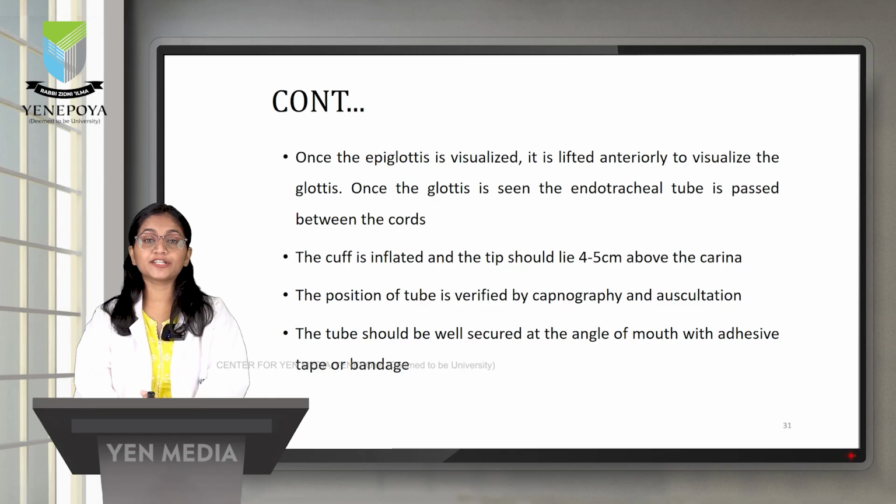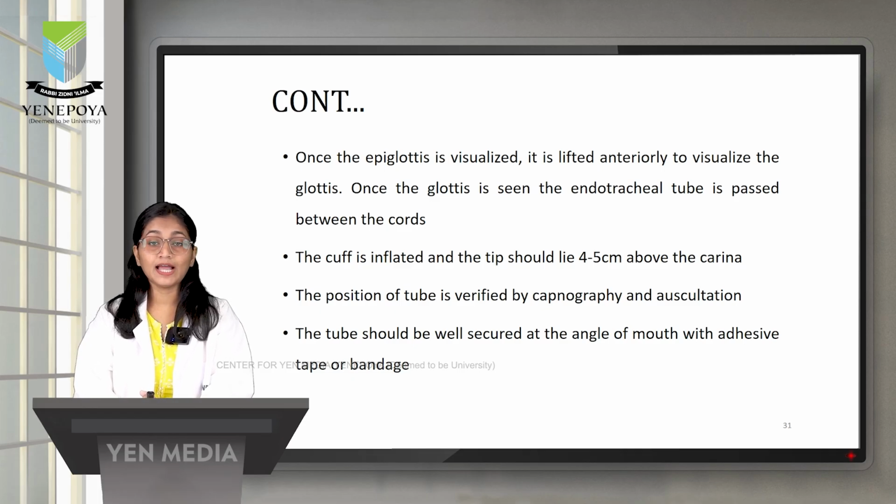The tip of the endotracheal tube should lie around 4 to 5 cm above the carina. Once the tube is inserted, we have to inflate the cuff. Once the cuff is inflated, we have to confirm the position of the tube using auscultation and capnography. And then we have to secure the tube using adhesive tapes or bandages, and then connect the endotracheal tube to the anesthesia machine.